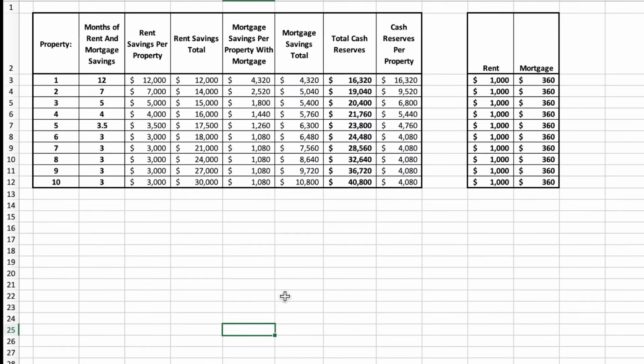So if that seemed a little confusing, we can now look at a specific example which will hopefully clear things up a bit. So in this particular example, I'm assuming that I'm going to get 10 mortgages. The mortgage payment for each property is going to be $360 per month, and then the rent per property will be $1,000 per month. So now I can see when I have one property, I need 12 months of rent and mortgage payments saved up.